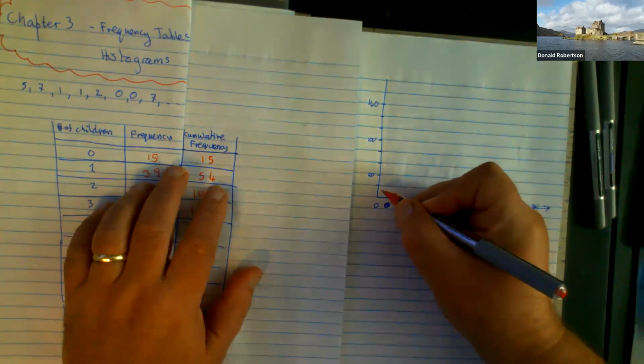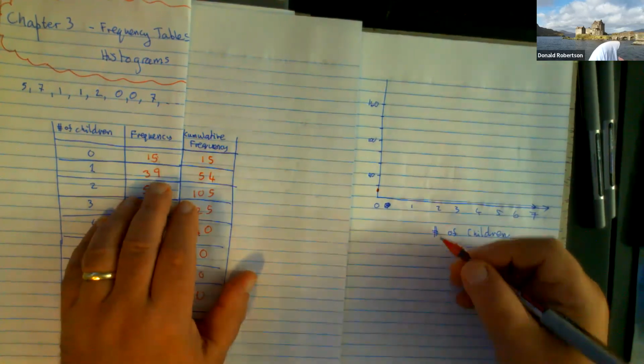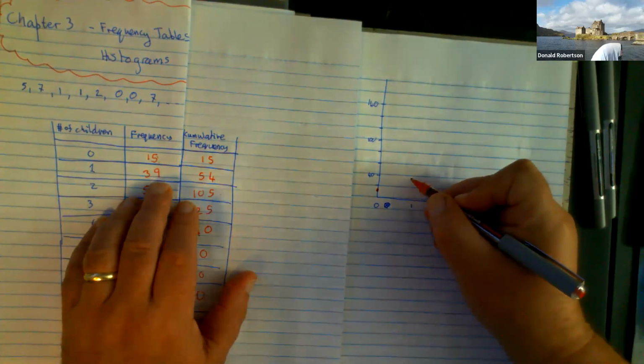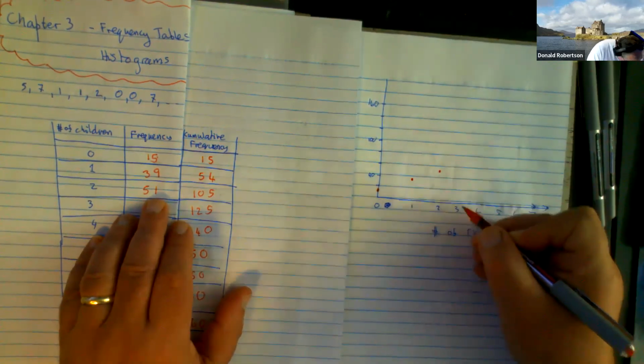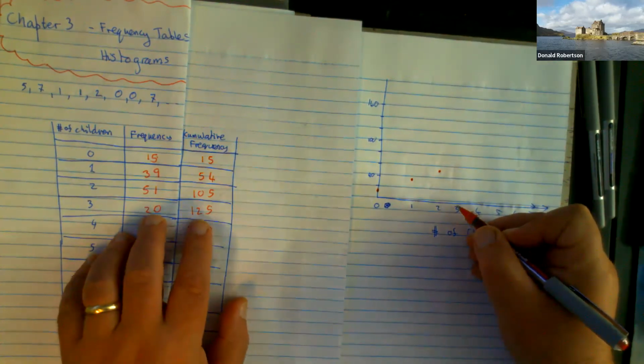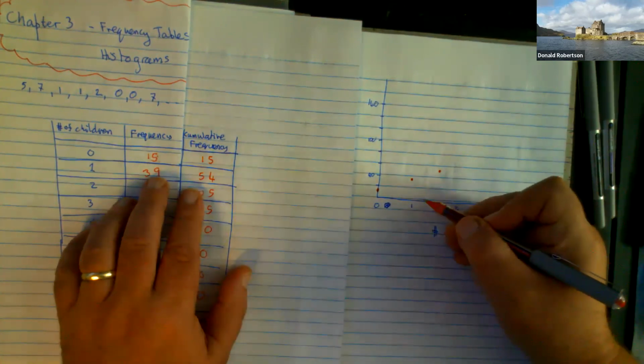0, that was 15, so if that's 20, 15 is about here. 1, it was 39, which is about here. 2 is 51, which is about here. 3 children, oh yeah, I made a mistake. Let's start again.